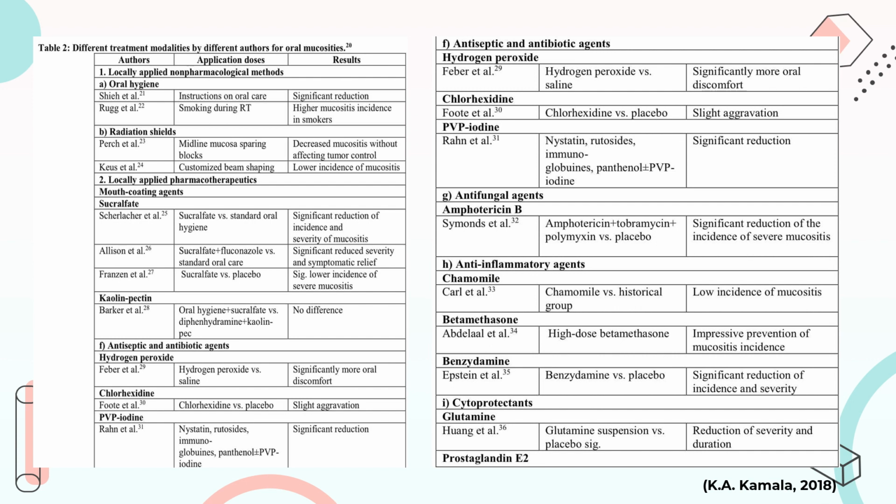Another modality is locally applied pharmacotherapeutics, which includes mouth coating agents, sucralfate, both mentioned previously by Kamala, and also Traumeel, which is a combination of oral hygiene and sucralfate over diphenhydramine. There are also the antiseptic and antibiotic agents, which include hydrogen peroxide, chlorhexidine, and PVP iodine, all of which show different results in treating oral mucositis. Next are the antifungal agents such as amphotericin B, which have been shown to decrease the mucositis severity. Furthermore are the anti-inflammatory agents like chamomile, betamethasone, and benzydamine, all showing positive results towards prevention. The result is also the same for cryoprotectants for the treatment of mucositis.